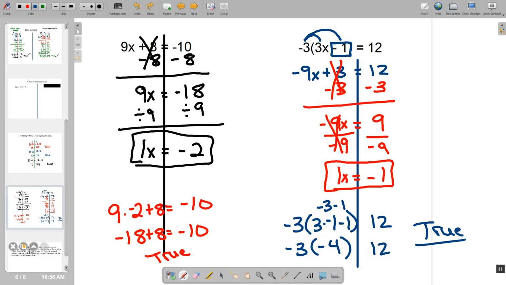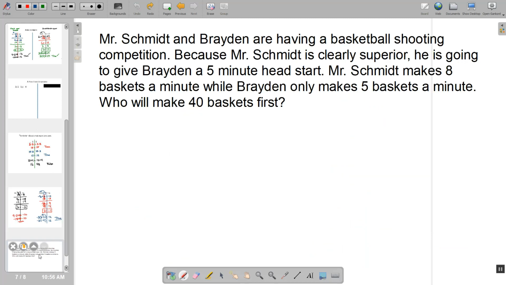Now, something that some people lose track of when solving equations this way is, why are we solving equations this way? What type of problems would I be doing in my real life that would actually be using these strategies? And lucky for you, you have a math teacher who came up with an example for you right away. You're welcome. Mr. Schmidt and Braden are having a basketball shooting competition. Because Mr. Schmidt is clearly superior, he is going to give Braden a 5-minute head start. What a nice guy. Mr. Schmidt then makes 8 baskets a minute, while Braden makes only 5 baskets a minute. Who will make 40 baskets first?